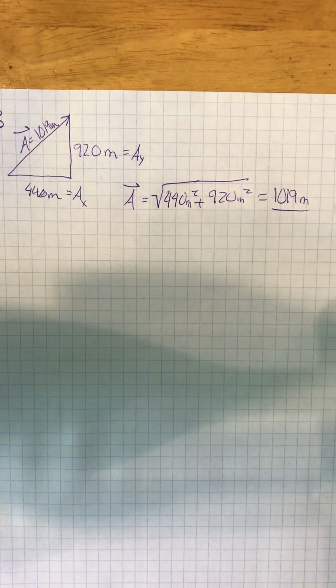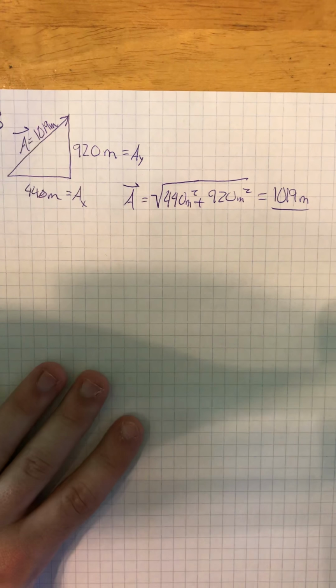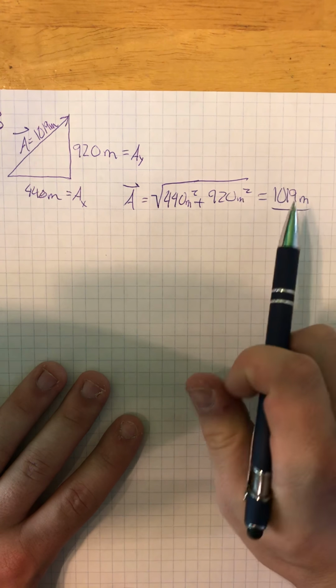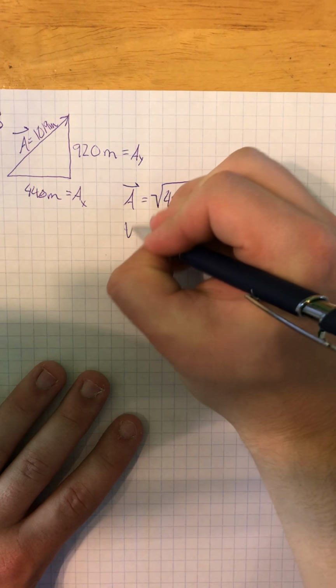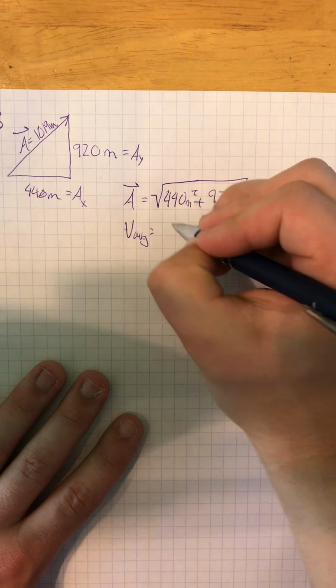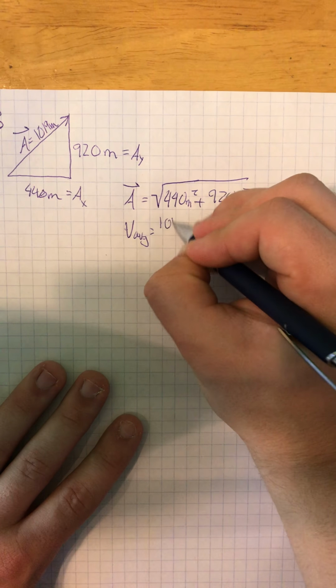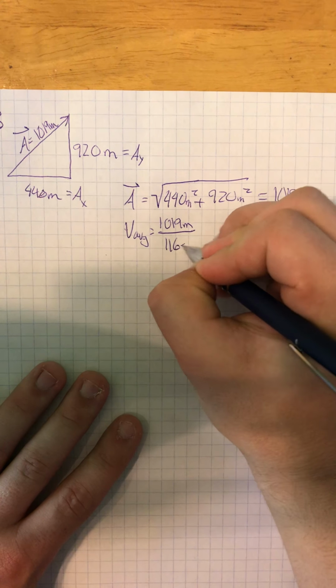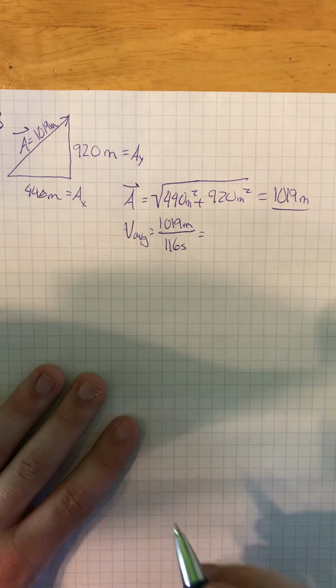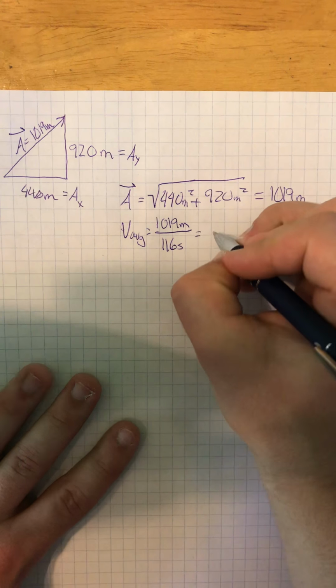Now the problem is asking what is the magnitude of the average velocity during the 116-second period. In order to find the average velocity, we take the displacement, or the magnitude of the vector, and divide it by the time. So V average is equal to the displacement, which is 1,019 meters, over the time, which is 116 seconds. And that comes out to 8.8 meters per second.